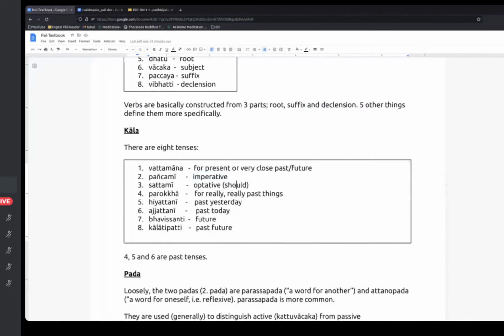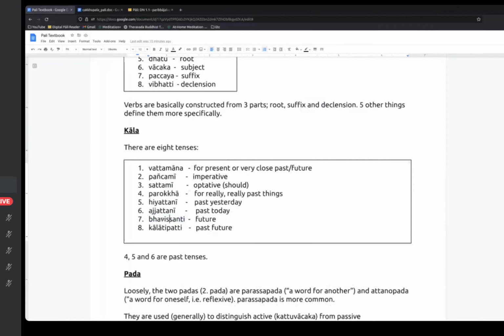Sattami is what we would translate as should. And I mentioned this already earlier. It can mean one should do something, like you really should go. And it can also mean if you should. If someone should do this, they should do that. So optative, in the sense of if they were to do that.